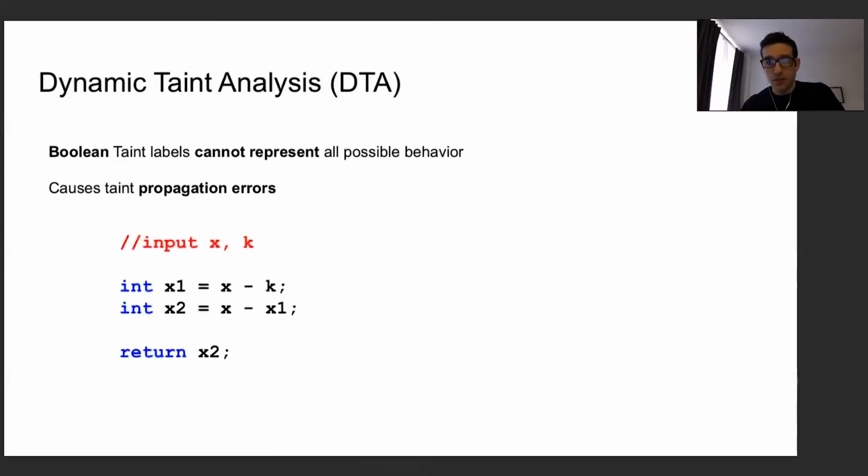To see an example of how an approximation error occurs, we can consider another program with two inputs, x and k. In this program, x minus k is assigned to an intermediate variable x1, and then x minus x1 is assigned to the return variable x2. If you look at how the instructions compose, you'll see that the input variable x cancels out and does not affect the return variable x2. However, a standard taint propagation from the input x will label x2 as tainted, resulting in an overtaint propagation error.